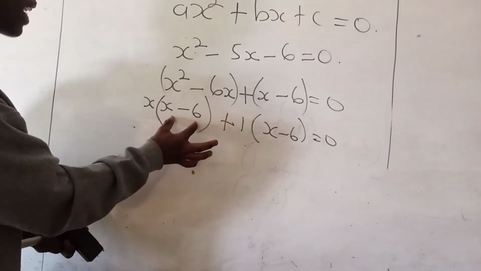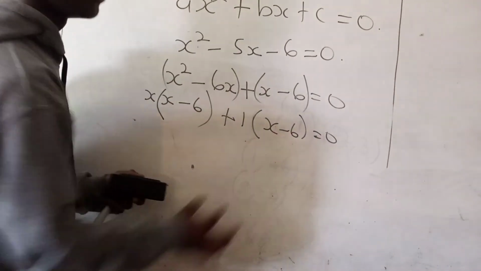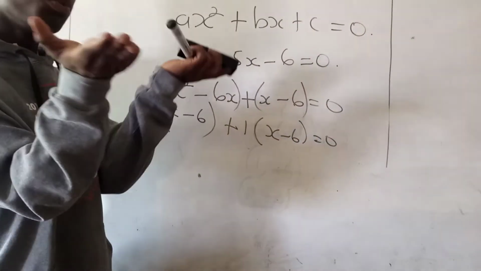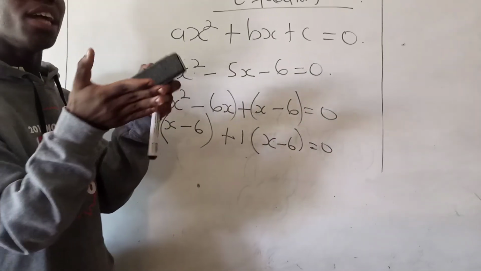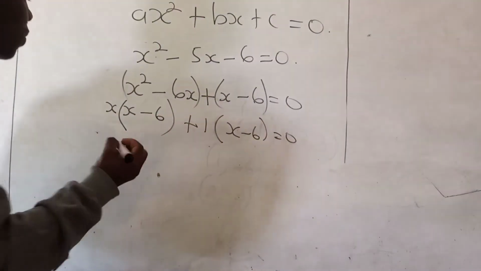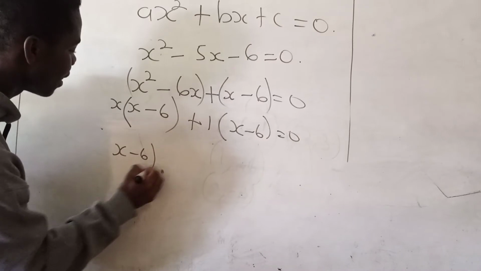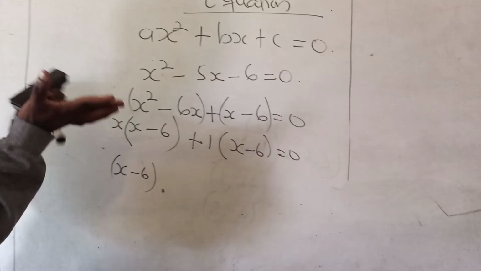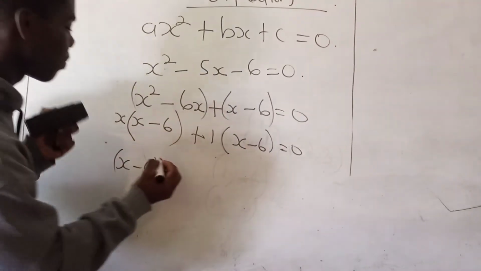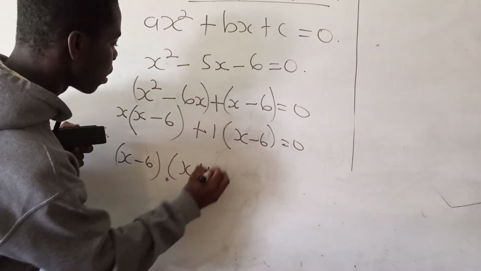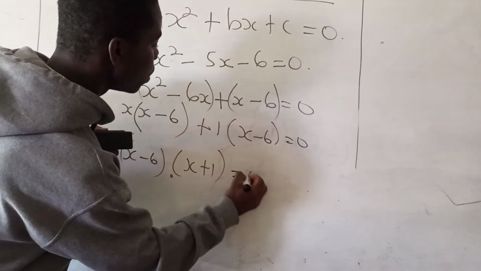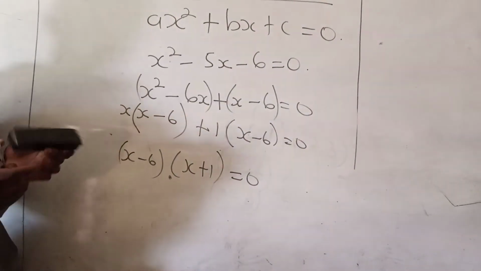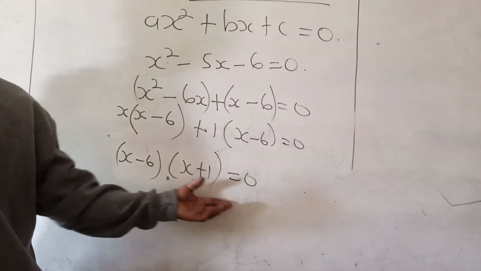After all this, you got x minus 6 here and x minus 6 here. So one must be chosen and written in one bracket: x minus 6. And the one outside them should be written in another bracket: x plus 1 is equal to 0. So you have factorized the quadratic equation. This is how it is factorized.